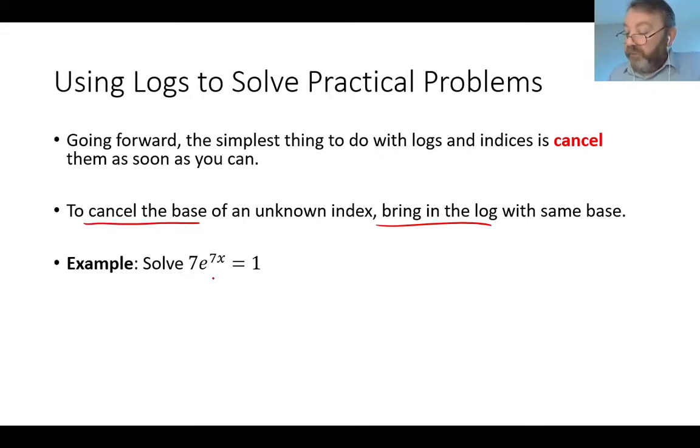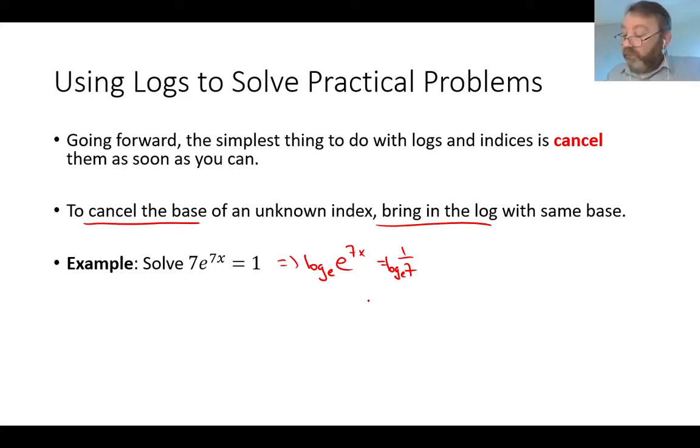Okay, so the first thing I'm going to do here, following your normal rules of algebra, is divide both sides by 7. That gives me access to the base e. So that's e to the 7x equals 1 over 7. Now, to get rid of a base e, we're going to bring in log to the base e. Okay, so if I want to get rid of a base, I bring in log with the same base. So I'm going to bring in on this side log to the base e, and exactly the same thing over here, log to the base e.